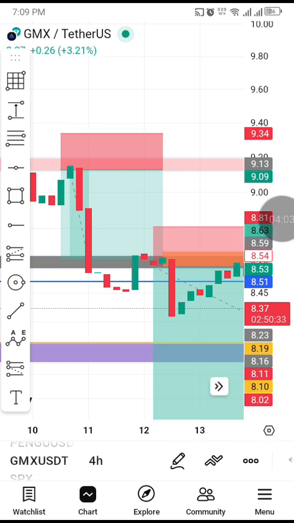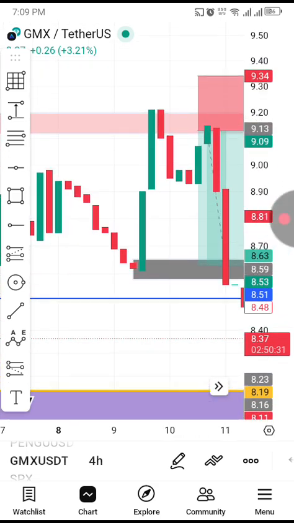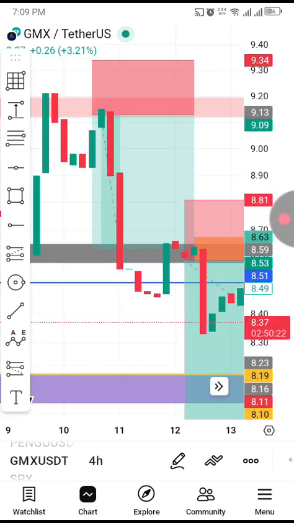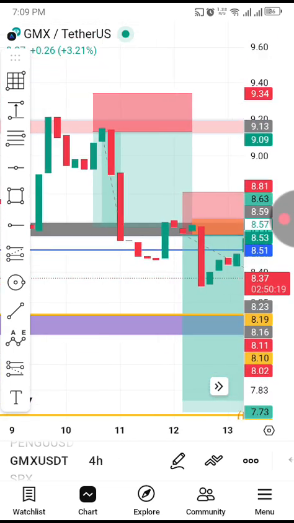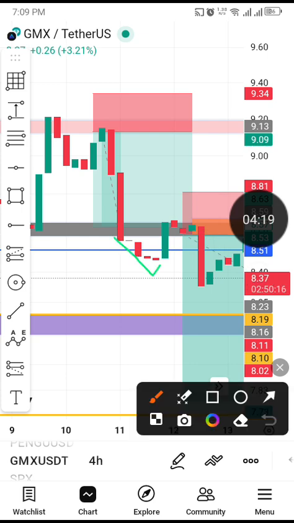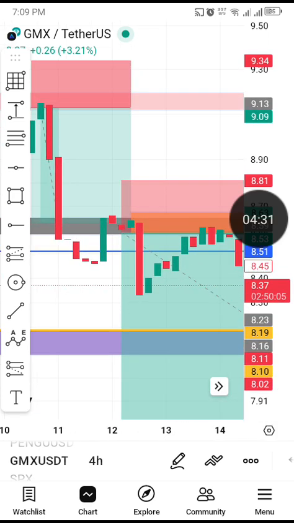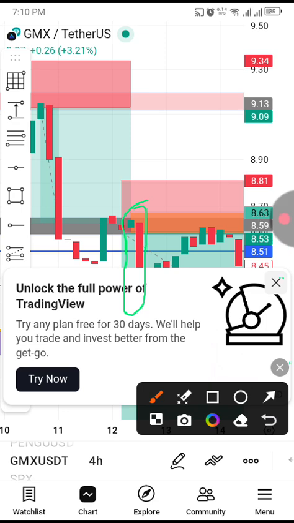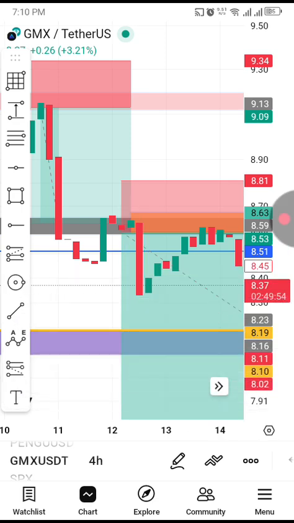Since there was support here, that's why I took this profit, and I had to wait to see whether it was coming. It came and tested this zone again. Remember, whenever you see a support or a resistance, that zone is likely to be retested once again. So you can see here again, I am getting this pattern. Remember, we have a green and a red candle following each other.